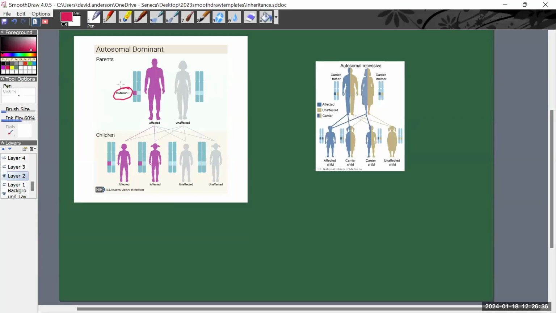In this example, the light blue allele represents normal, and the mutation is purple. So dad is affected in this situation with a dominant mutation. That's what this is trying to show, an autosomal dominant mutation. That's why dad is all purple. He's expressing this presentation here. Now, lots of times these dominant expressions are part of our normal traits.